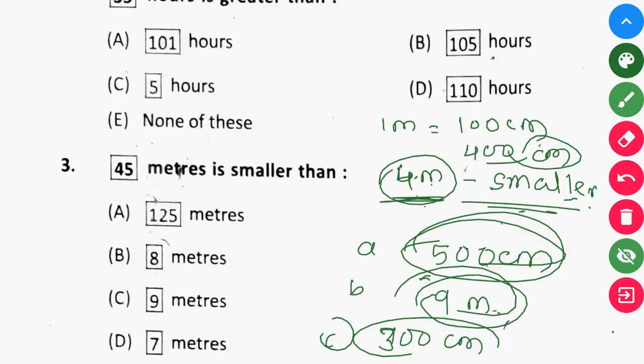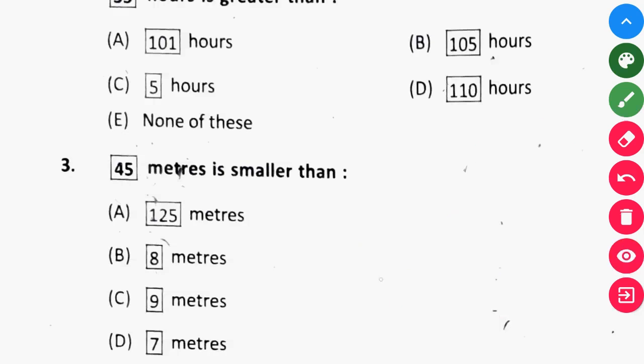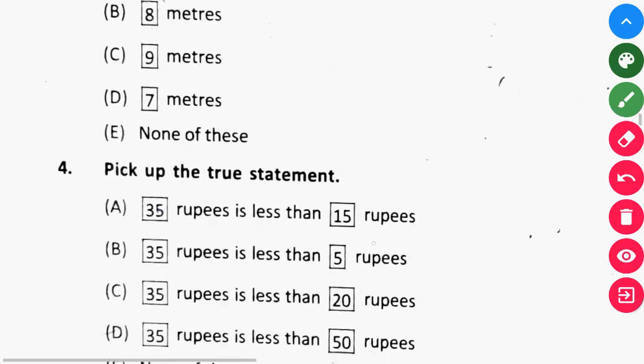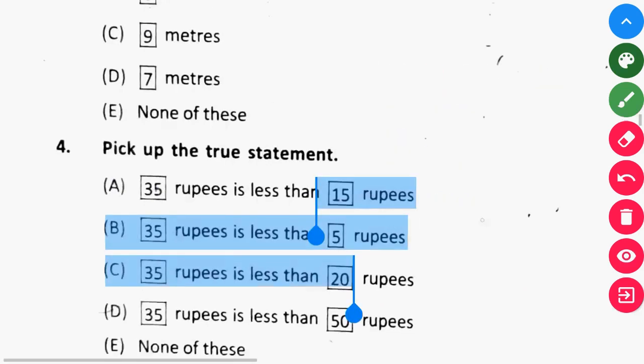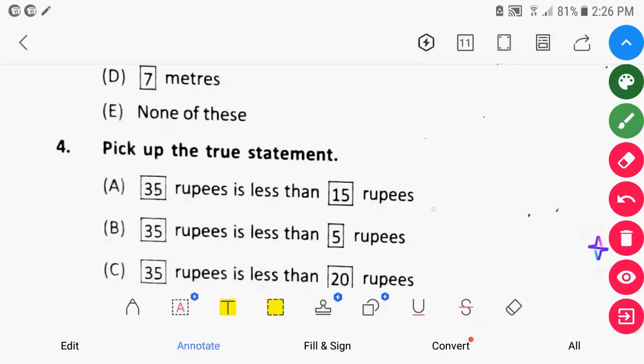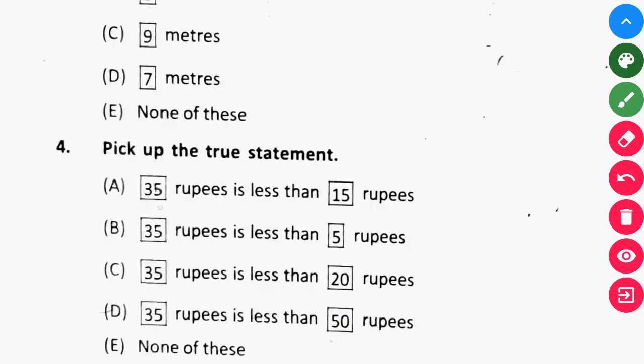So here are two options, but in the exam maybe one of the four is your answer, but you must know this conversion. Kilometer to centimeter conversion you must know.